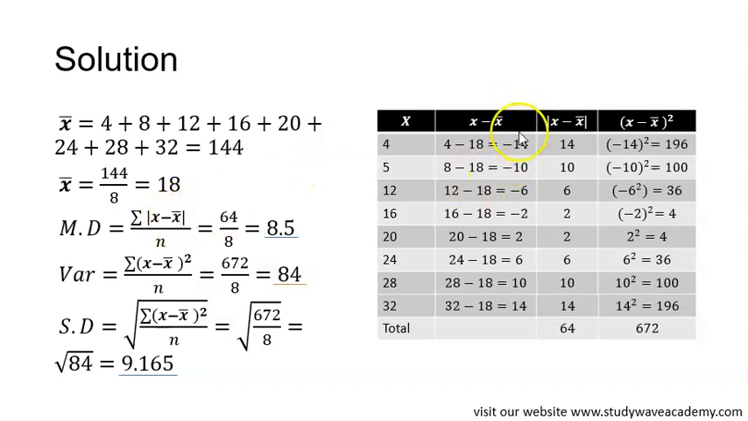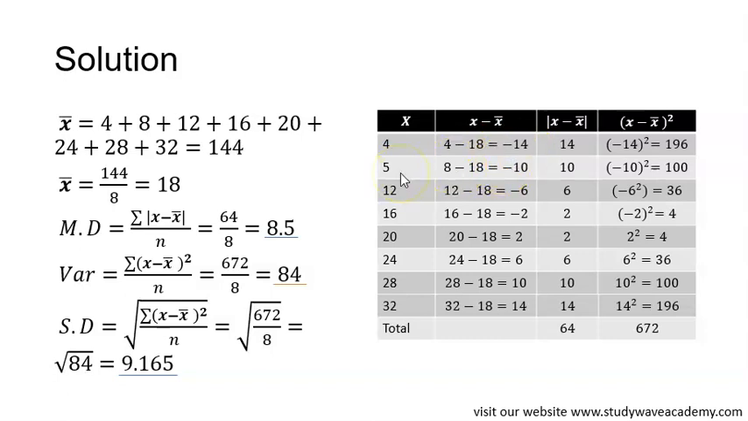So you draw another column and start with 4. 4 is the first data point. So 4 minus 18 will give you what? Minus 14, okay? We are solving for x minus x bar. The x bar is the mean, and this is the individual data point. So we're going to be solving for each of these data points, okay? So 4 minus 18, which is the mean, is equal to minus 14.